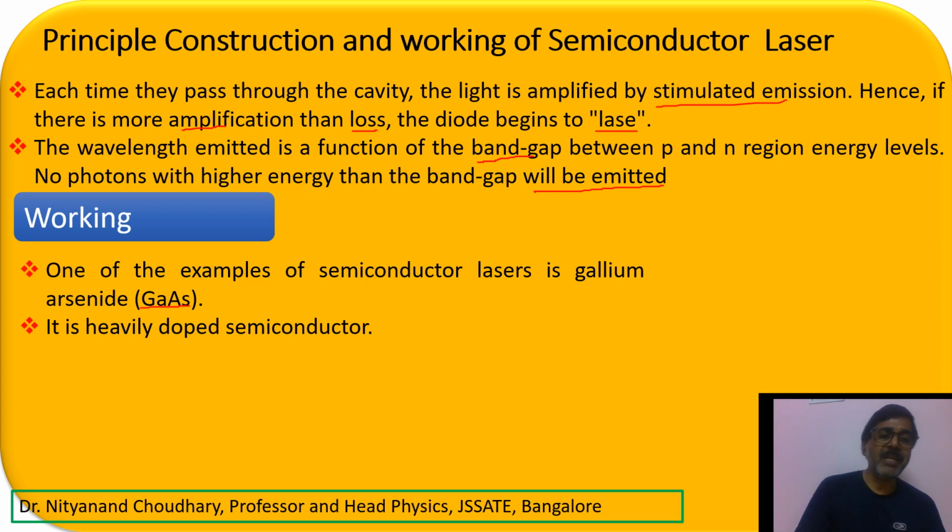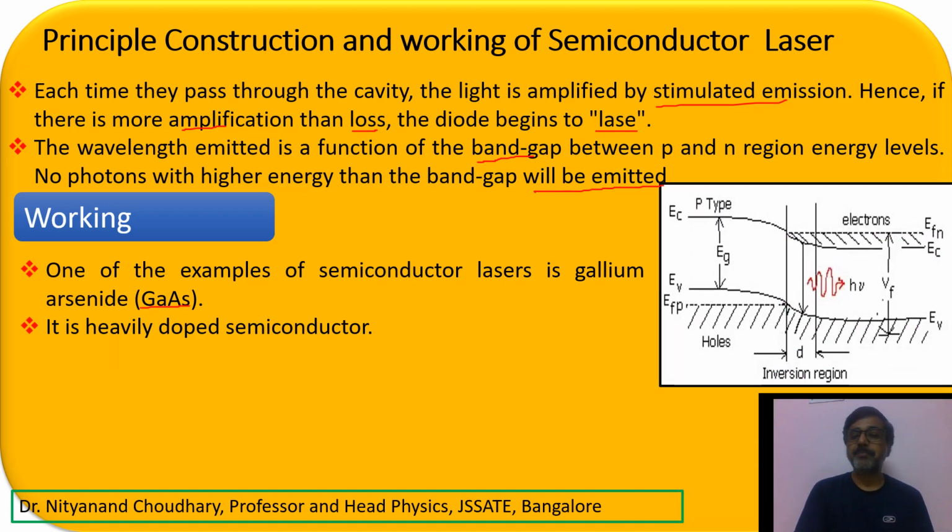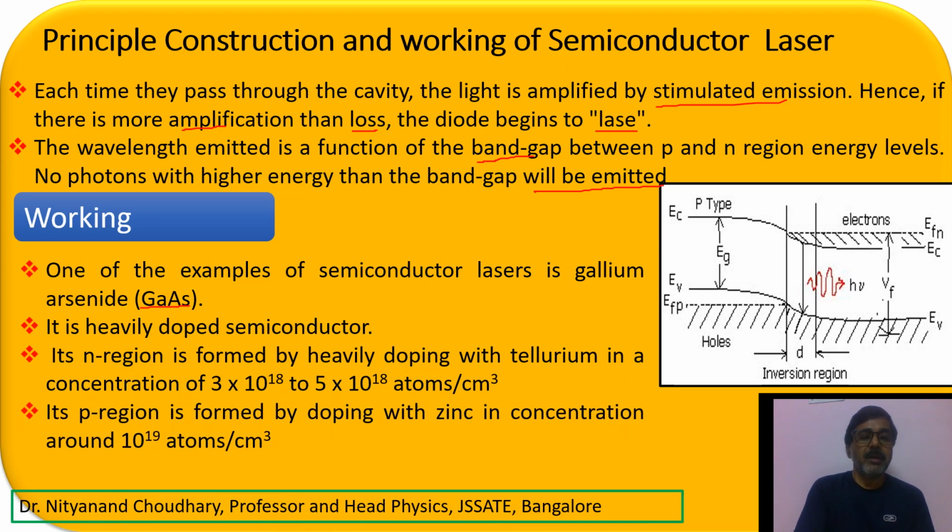What the first line is saying: one example of the semiconductor laser is gallium arsenide. It is a heavily doped semiconductor. So naturally we are going with this principle that I have explained, right? Now the N region is formed by heavily doping with tellurium at a concentration of 3 into 10 power 18 to 5 into 10 power 18 atoms per centimeter cube. So normally you have 10 power 18 to 10 power 19 atoms per centimeter cube, and then you dope with 3 to 5 into 10 power 18 atoms per centimeter cube.